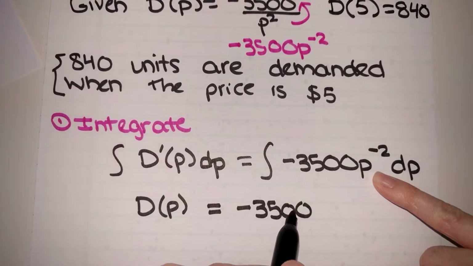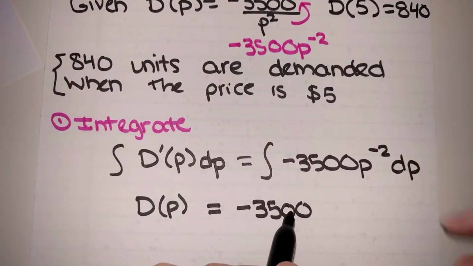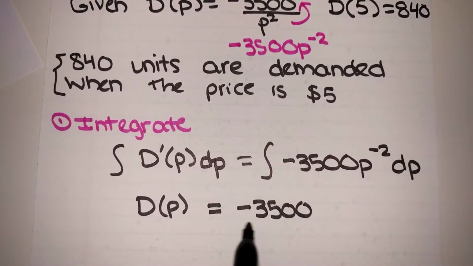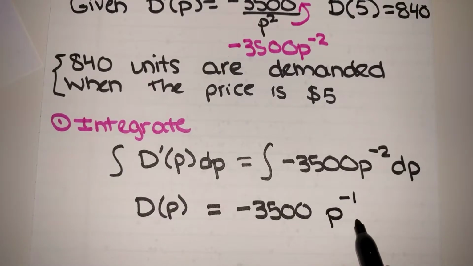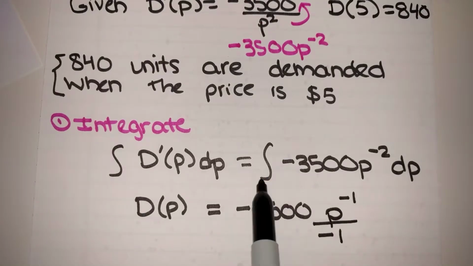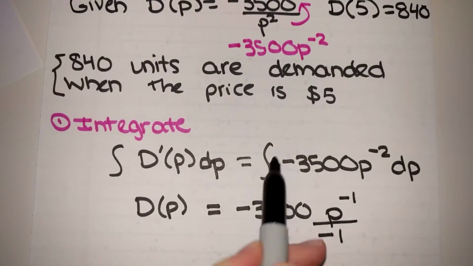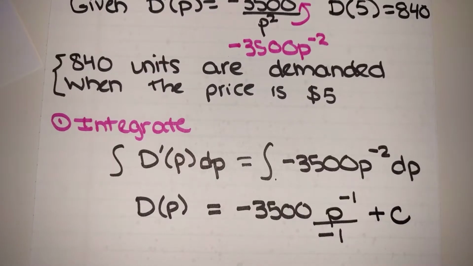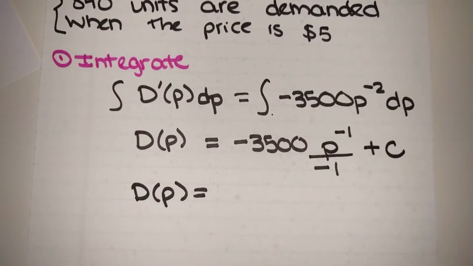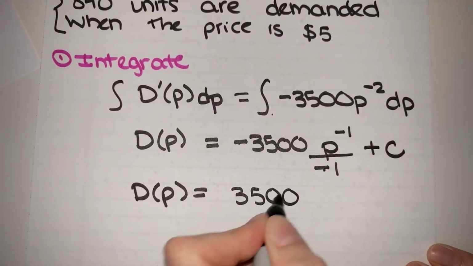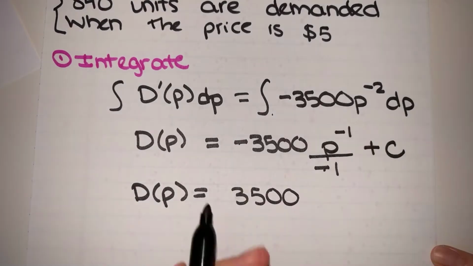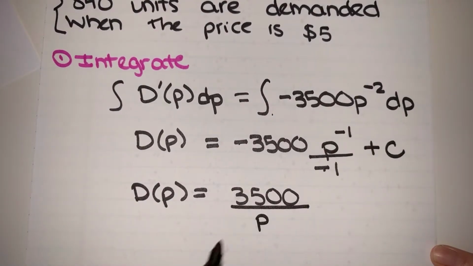Then we use our power rule for the p to the negative 2. And remember, with antiderivatives, you add. So we are going to add 1 to the exponent to get negative 1, and then divide by the new exponent. Then, because we do not have bounds on the integral, there are no numbers here, we add the plus c. Now, before we go and try to find the plus c, let's just simplify things a little bit so it looks elegant. We have a negative over a negative, so that's 3,500. And then this p to the negative 1 would just be a p in the denominator, and then our plus c.